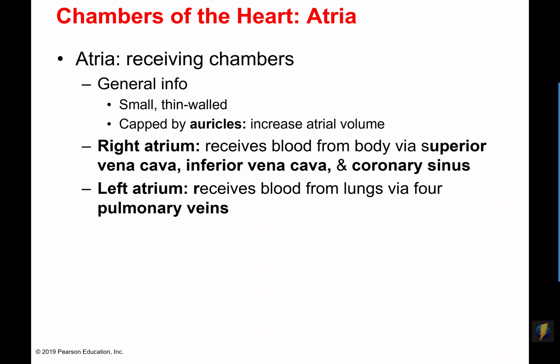So the right atrium, as part of the pulmonary circuit, receives blood from the body via the two vena cavae: from the upper body, via the superior vena cava, from the lower body, the inferior vena cava, and then the coronary sinus from the heart itself. They dump all that blood into the right atrium. And then the left atrium receives the blood from the lungs via 4 different pulmonary veins, 2 from the right and 2 from the left.